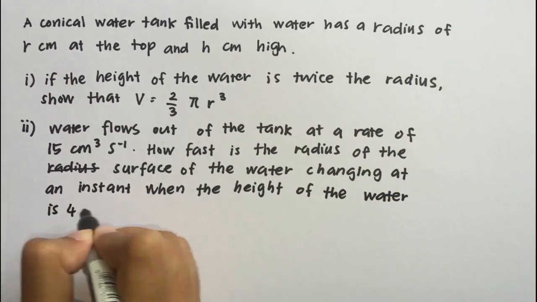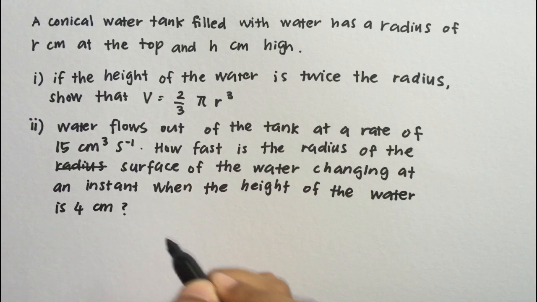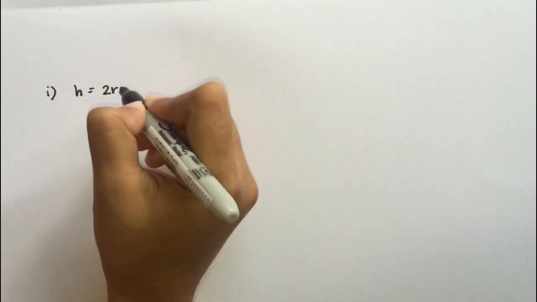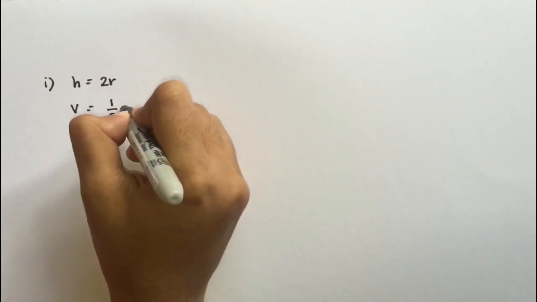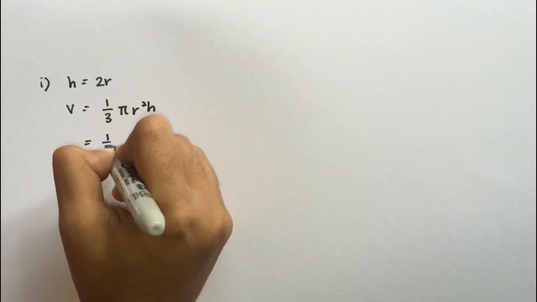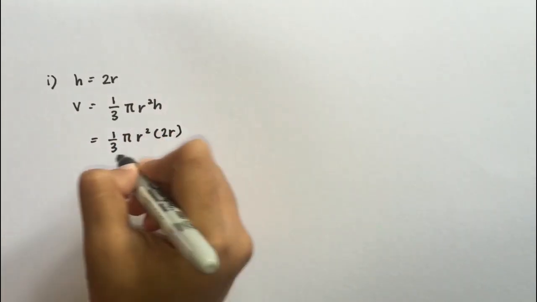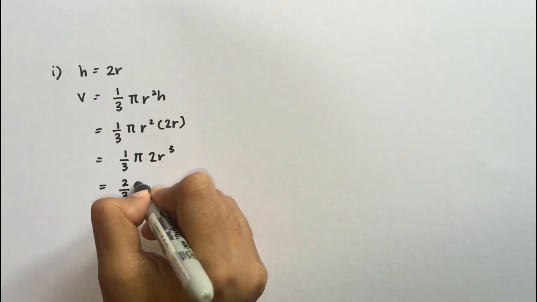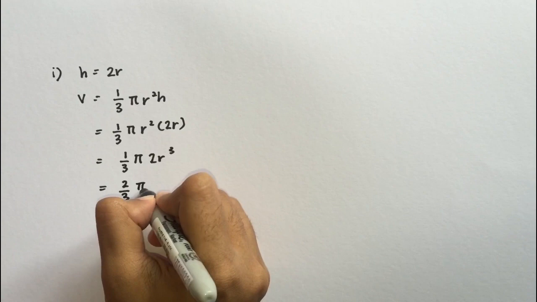For question 1, we know that the height of the water is twice the radius. So it means h is equal to 2r. And the formula for the volume of conical water tank is V is equal to 1 over 3 pi r square h. And then we must substitute h is equal to 2r into the formula. Therefore, V is equal to 2 over 3 pi r cubed is proven.